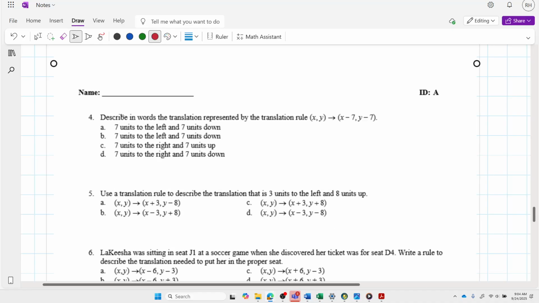All right, problem number 4 asks you to describe in words the translation represented by the rule. For every x, y, we're going to translate it x minus 7 and y minus 7. So subtracting 7 from the x, where does that move it? So this is left 7. And subtracting 7 from the y, how does that move it? Down 7. So left 7, down 7. 7 left, 7 down is answer choice A.